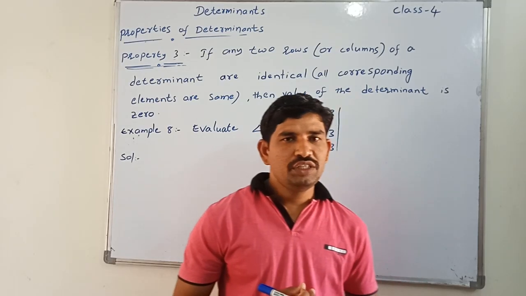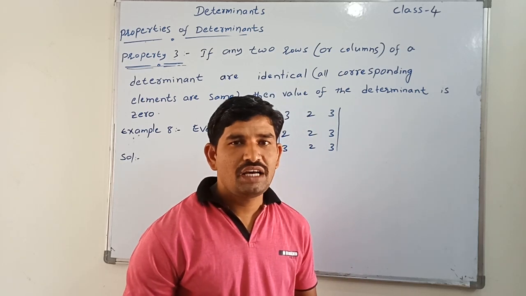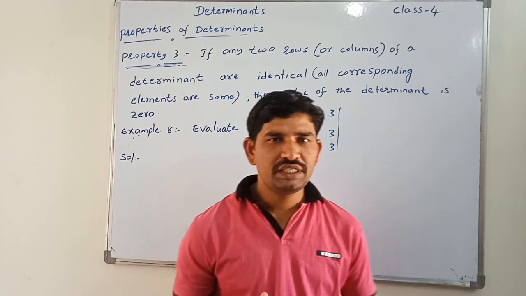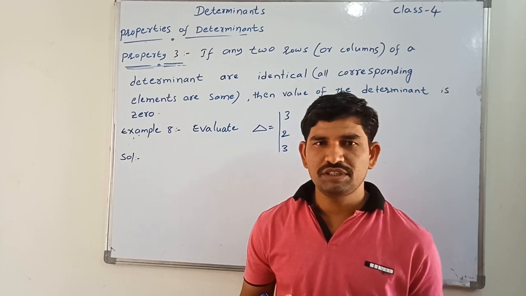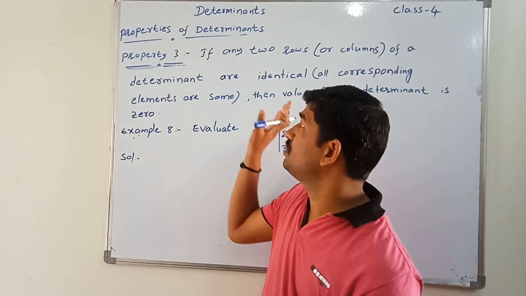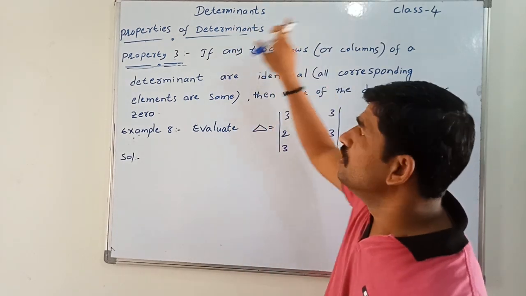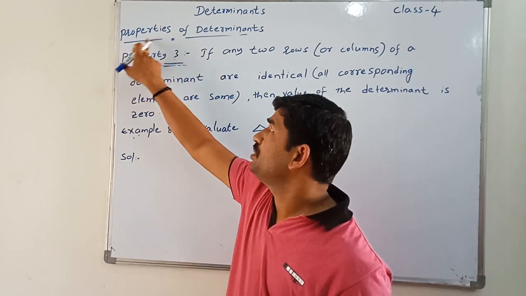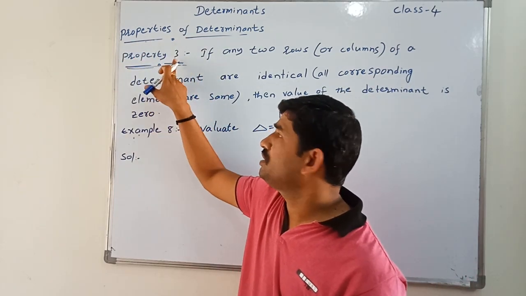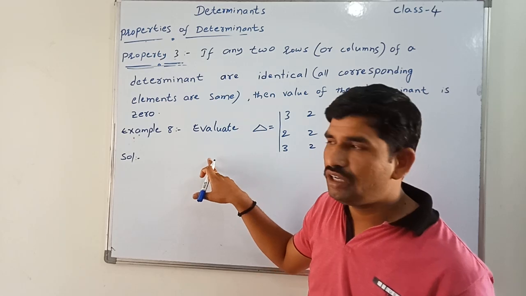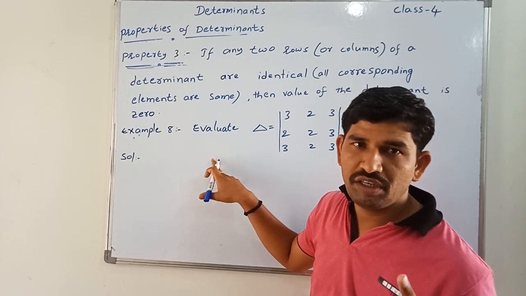Today we are going to continue the properties of determinant. This is class number 4. Already we have completed 3 classes for the chapter determinants. This is the 4th class for the chapter determinants. In the properties of determinant, we have to continue property 3 today. Already we have completed property number 1 and property number 2.